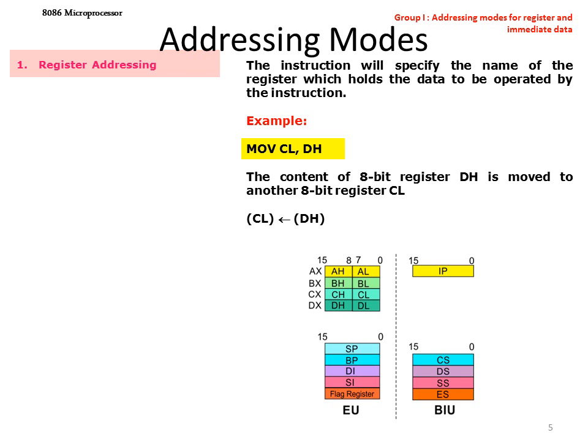Coming to register addressing, the instruction will specify the name of the register which holds the data to be operated on by the instruction. That means the source operand and destination operand are both registers in this addressing mode. The content of 8-bit register DL is moved to the content of 8-bit register CL in the example MOV CL, DL.